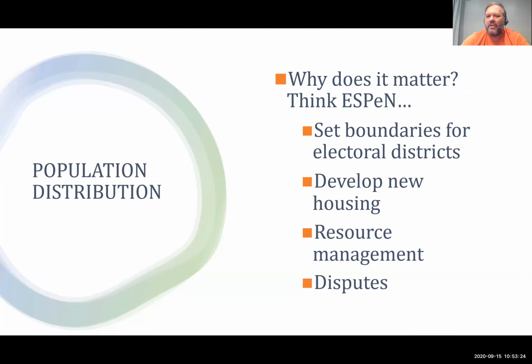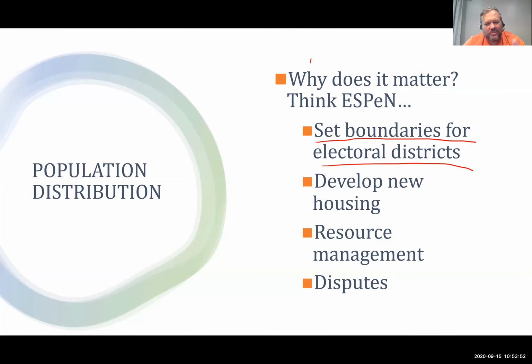Alrighty, so let's get into some of the meat of this. So when we talk about why population distribution matters, again, it's the ESPN variables. Some of the things that we'll look at, and this is just an extraordinarily short list, are just some examples. If we talk about population distribution, we need to figure out where to set the electoral districts, so the congressional districts in the U.S. So for us, that would be a good reason.